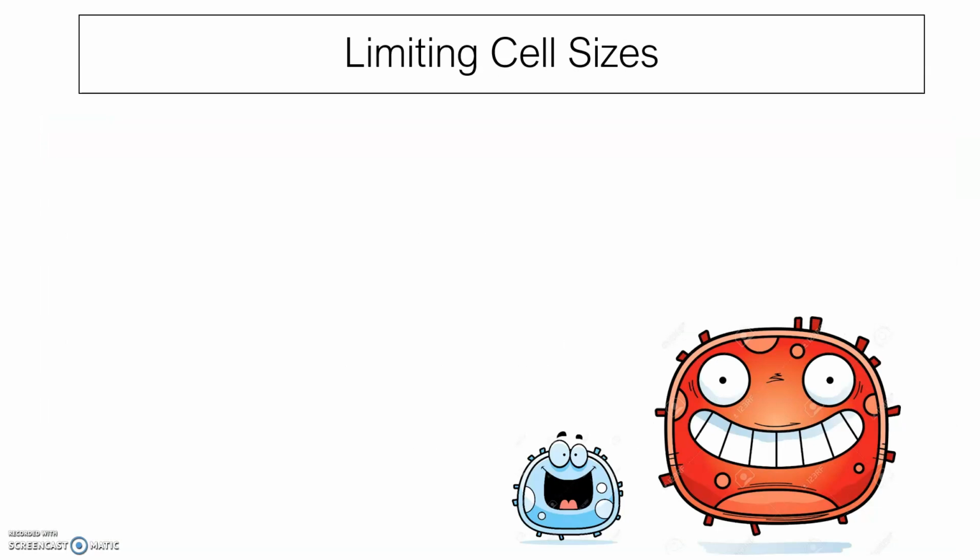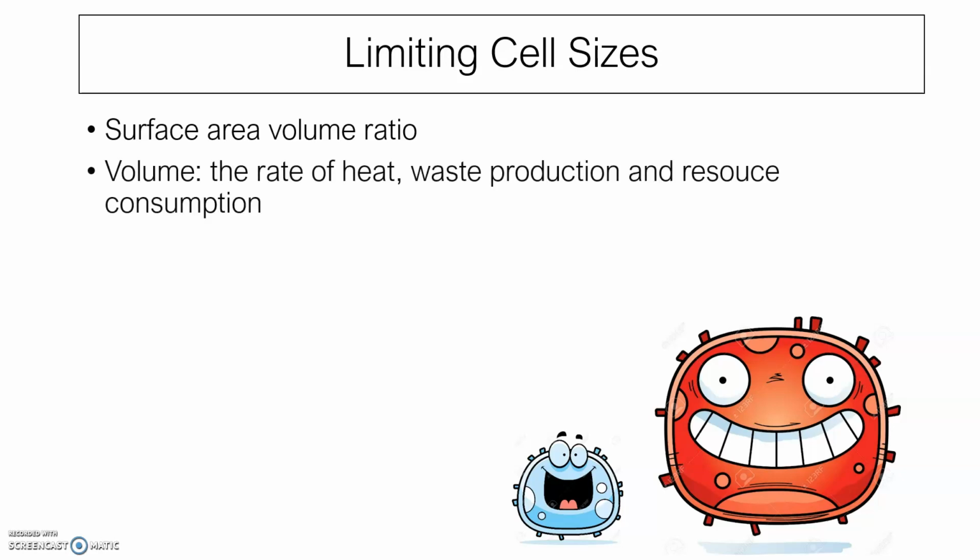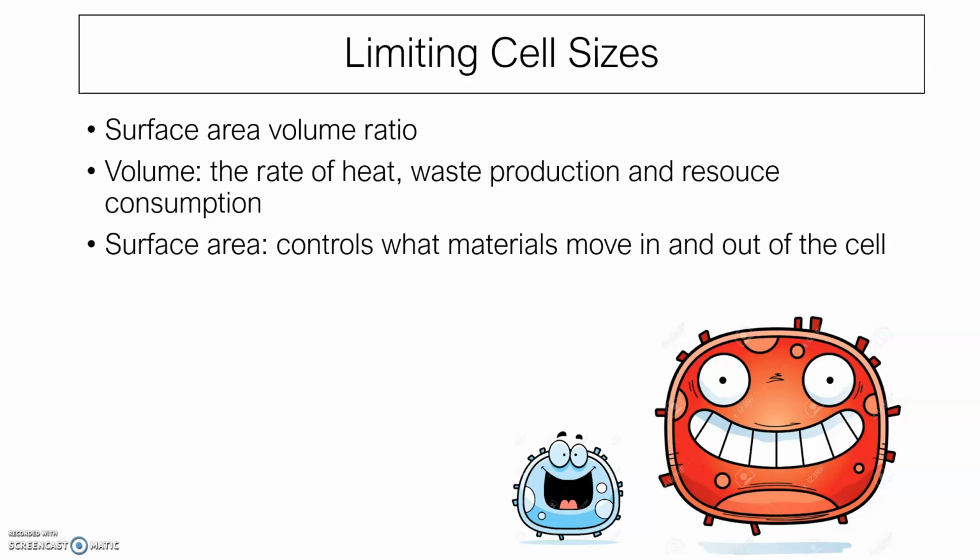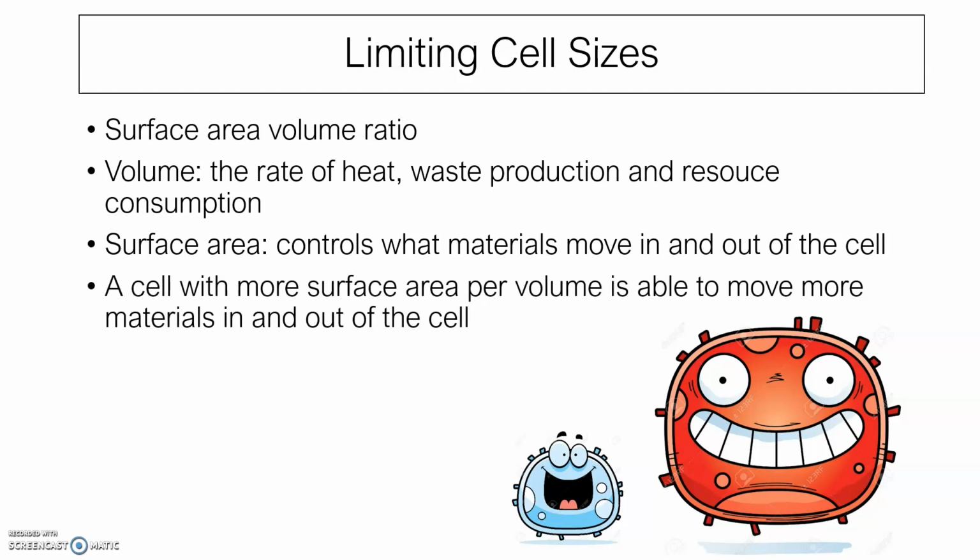So guys, have you ever wondered why cells don't grow larger? Well, that's because of a principle called the surface area to volume ratio. The volume of the cell controls the rate of heat, waste production, and resource consumption, whereas the surface area controls what materials exit and enter the cell. So it's logical that a cell with a higher surface area to volume ratio is able to move more materials in and out of the cell to function more effectively.